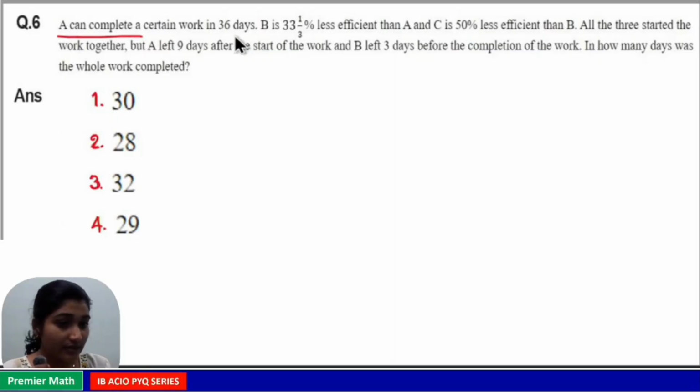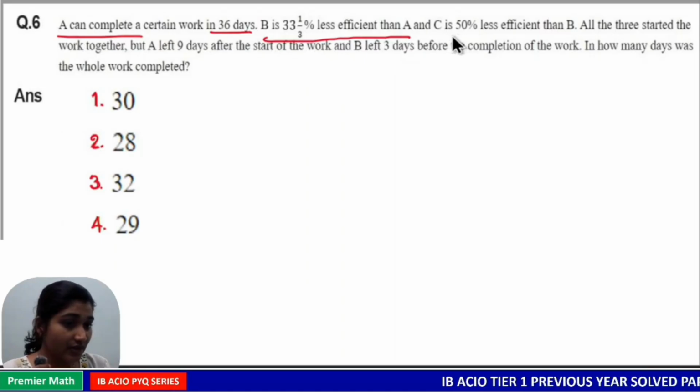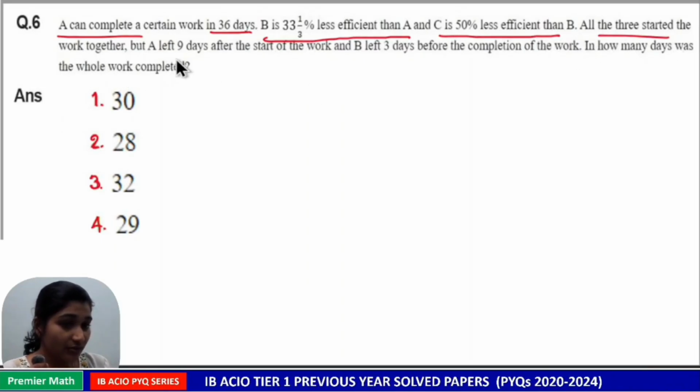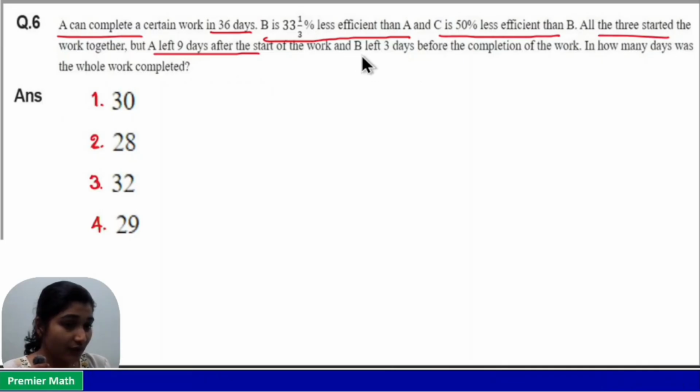A can complete a certain work in 36 days. B is 33 and 1 by 3% less efficient than A. C is 50% less efficient than B. All three started work together, but A left 9 days after the start of the work and B left 3 days before the completion of the work. In how many days was the whole work completed?